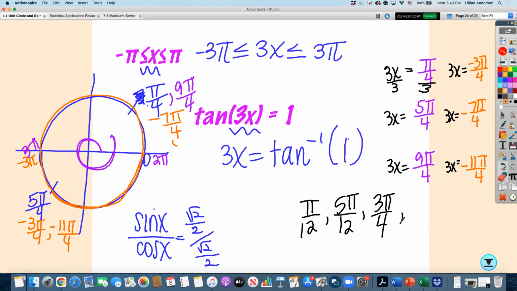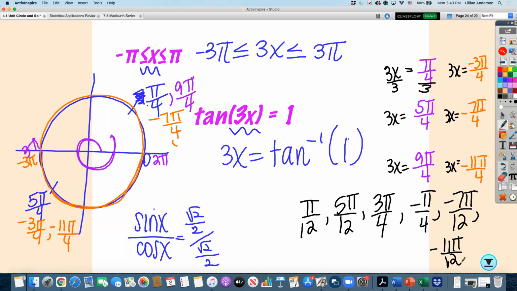Then over here, I'm going to have a negative pi over 4, because it would have been negative 3 pi over 12, which reduces down. Then I'm going to have negative 7 pi over 12. And my last answer is going to be negative 11 pi over 12. And every single one of these lies between negative pi and positive pi.